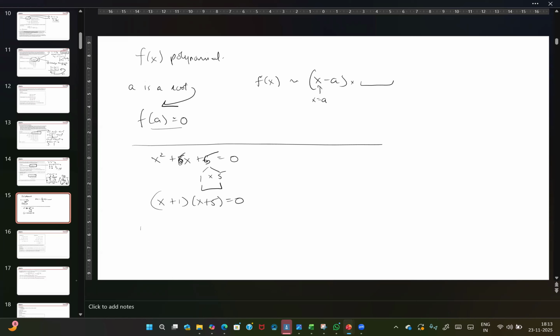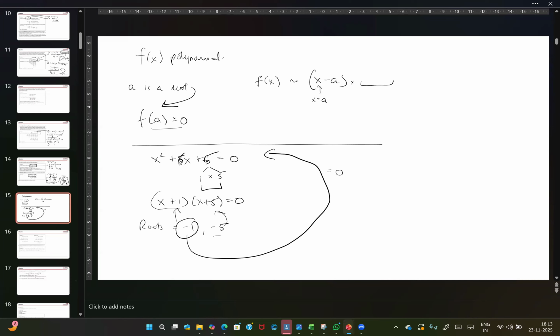But roots were what? Roots were minus 1 and minus 5. Now, if I tell you put minus 1 inside this, it will fetch you 0. Because as soon as you put it here, one term will be 0. Or you put this here, that term will be 0. Or the polynomial sets to 0, essentially.